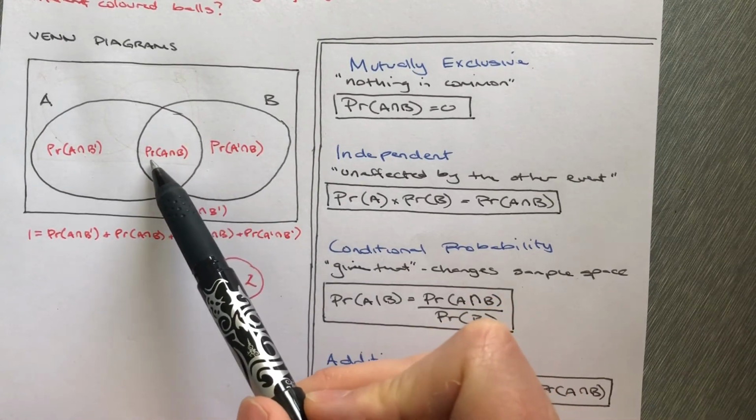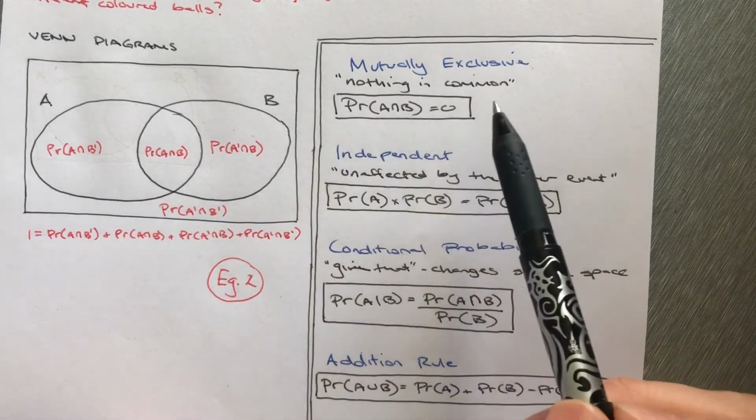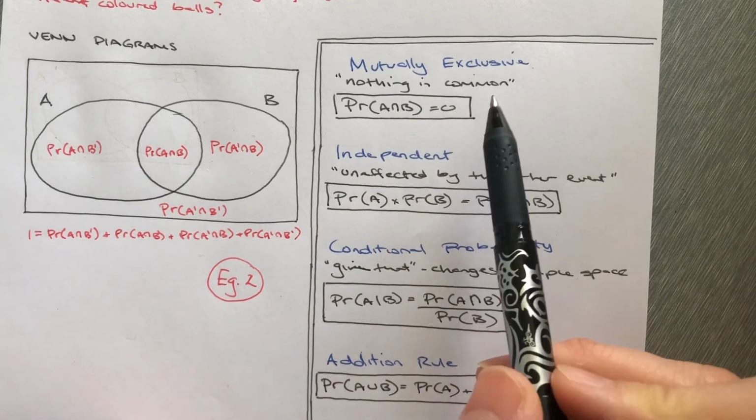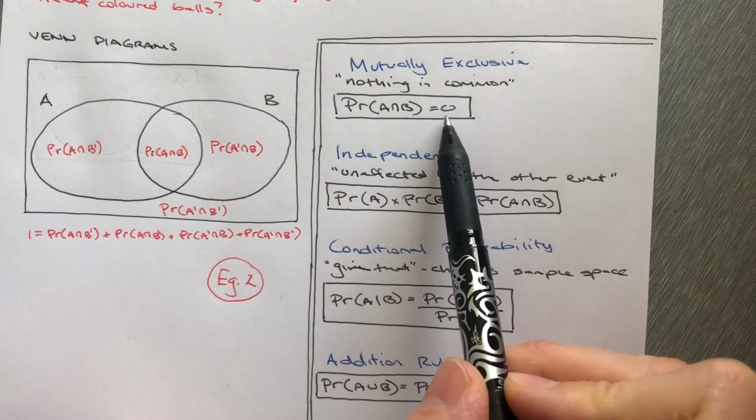So that's why the probability of A and B equals 0. See how that's the rule there? So if ever you see the words mutually exclusive, I want you to just think immediately the probability of A and B is 0, because that's what they're trying to get at.